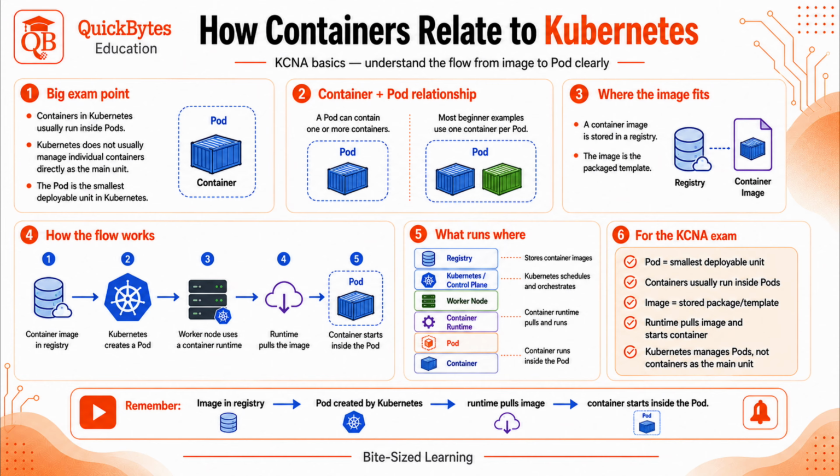So, the relationship looks like this. A container image is stored in a registry. Kubernetes creates a pod. The worker node uses a container runtime. The runtime pulls the image. Then the container starts inside the pod. That is the flow you want to understand for the KCNA exam.